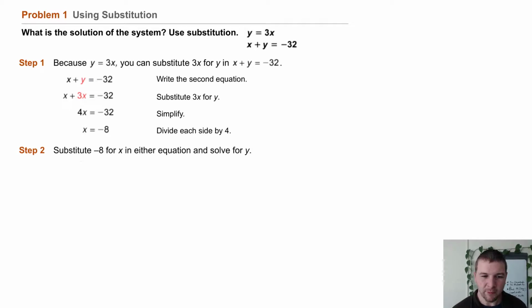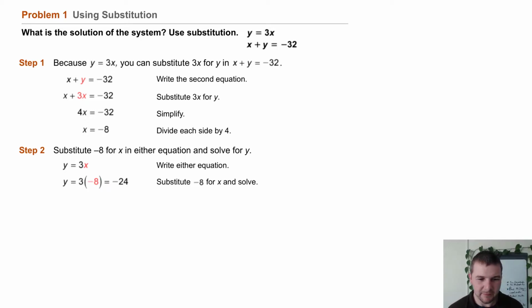To find y, we'll move to step 2 and substitute negative 8 for x in either equation. It's up to us at this point. So choose the equation that looks either the easiest or like the equation that you're least likely to make mistakes working with. In this case, the example is going to substitute negative 8 for x in the first equation, the y equals 3x equation. So y equals 3 times negative 8, and that's negative 24.